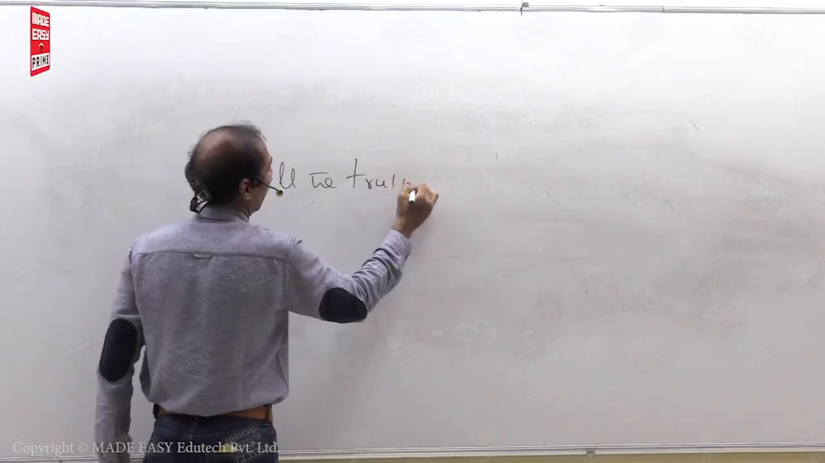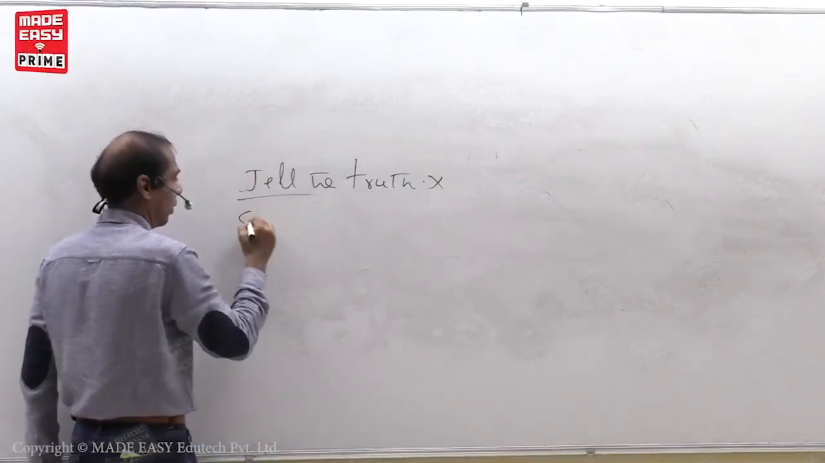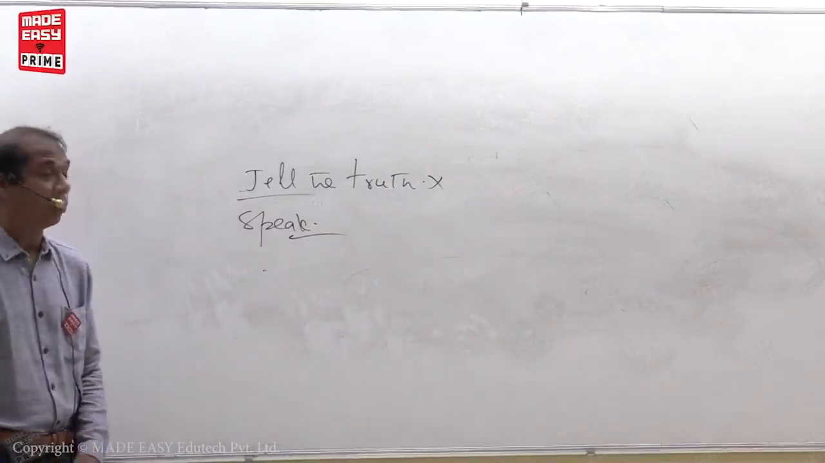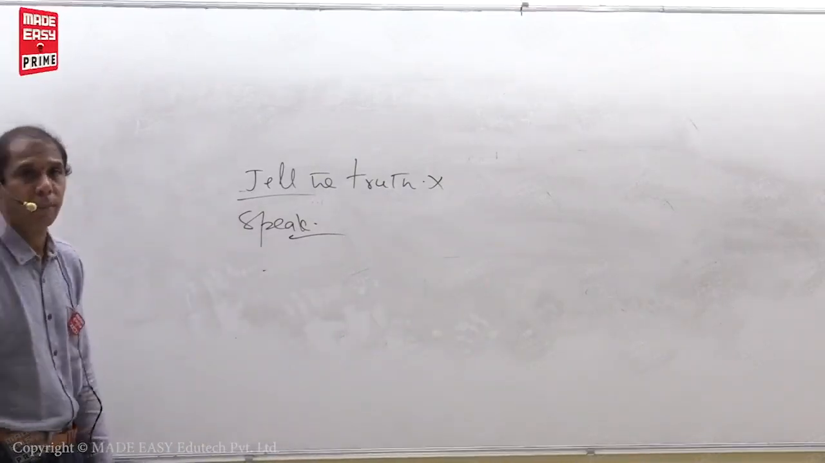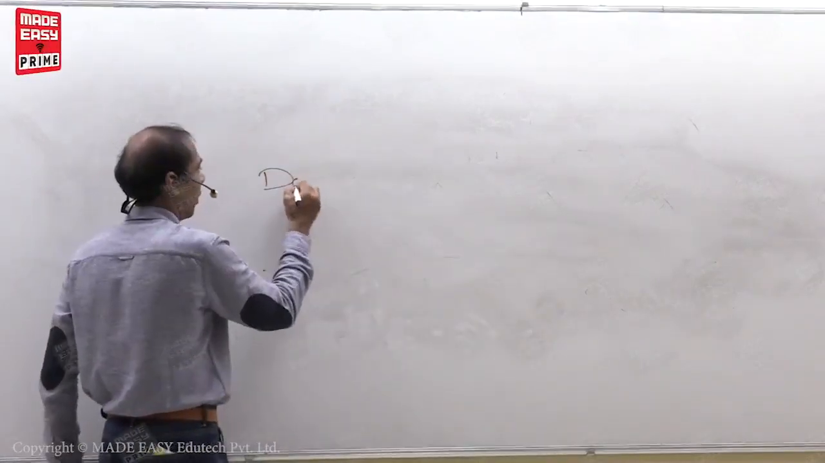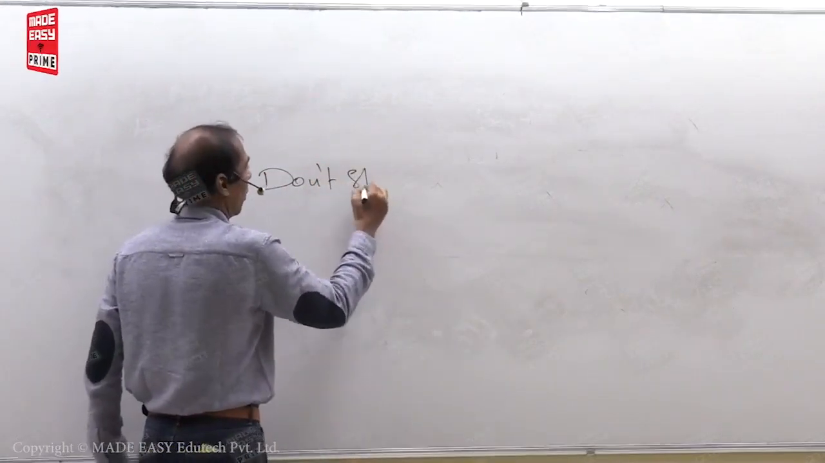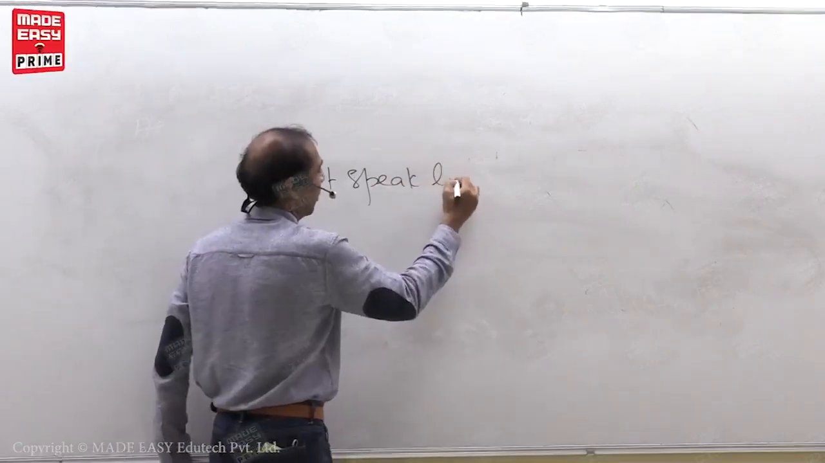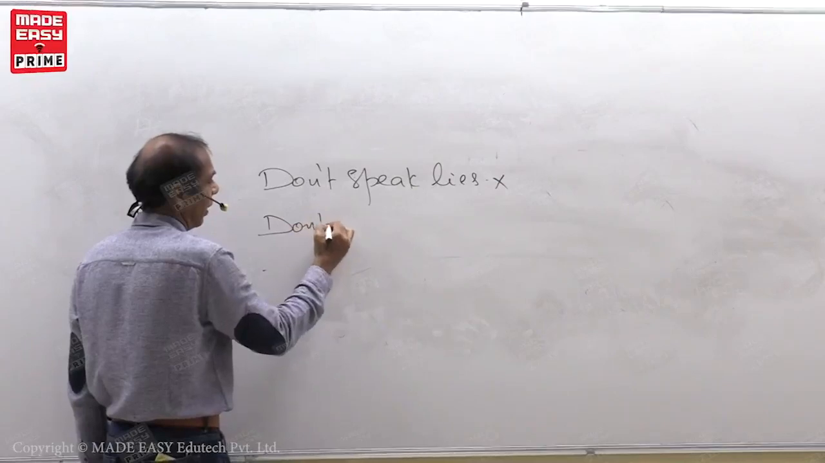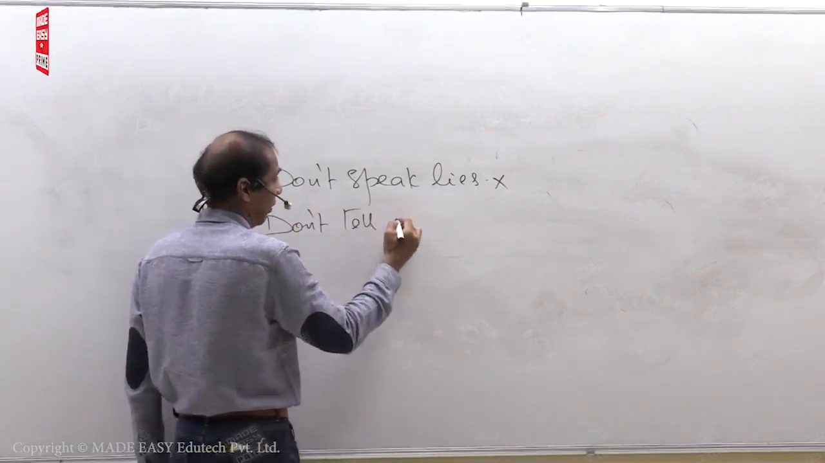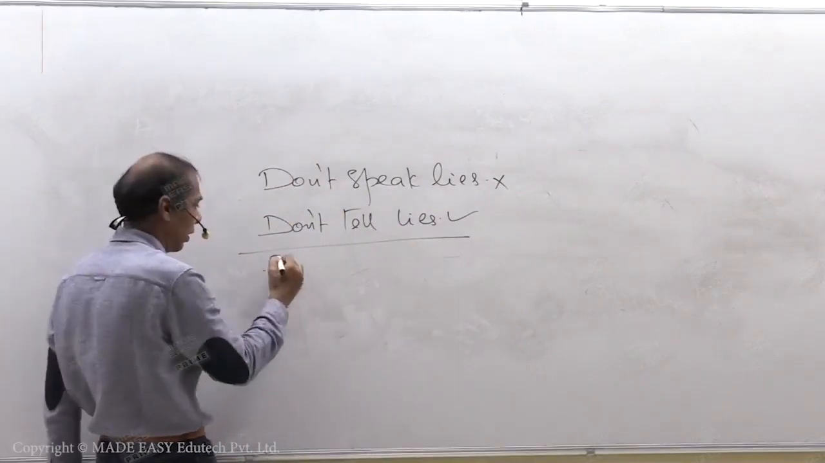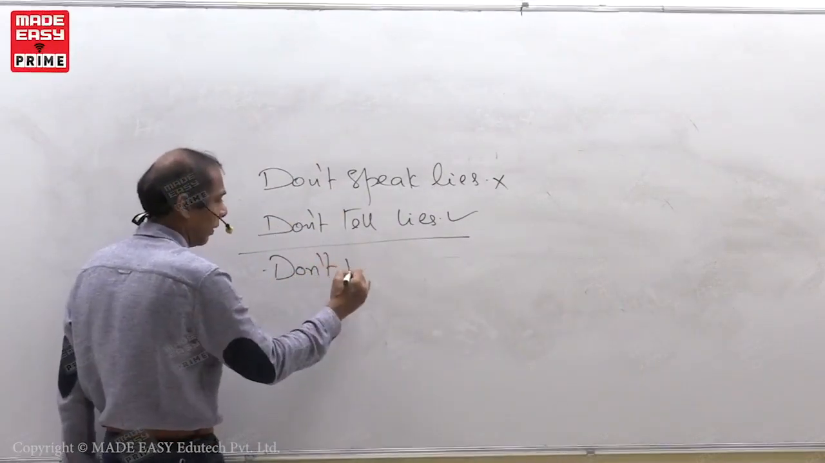Tell the truth. Wrong. Speak the truth. Don't say tell the truth. Speak the truth is correct. Similarly, don't speak lies. Wrong. What you have to say? Don't tell lies. Correct? Or else, this is also correct. Don't lie.